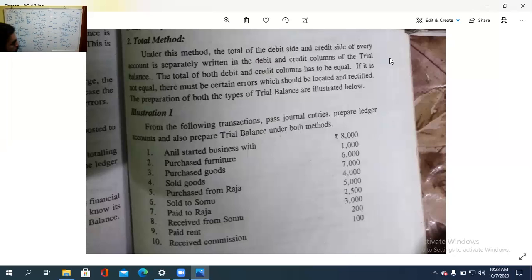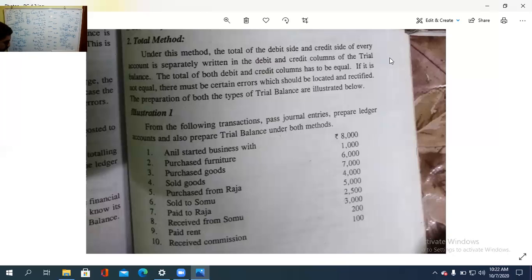Okay. Then Somu, like the same 5,000. So 2,000 having a balance. So by balance carried down. Then here rent is 200 and commission is 100. So based on these, see the balancing is also over.